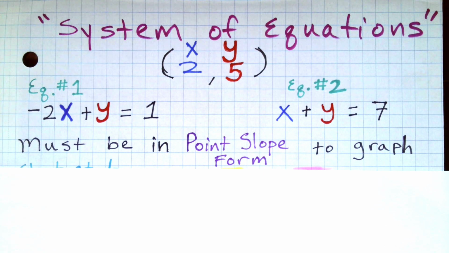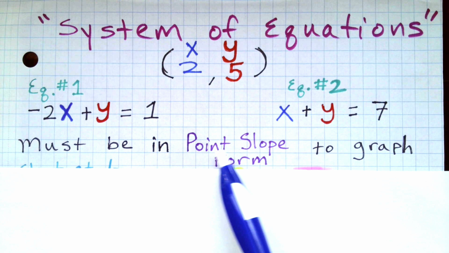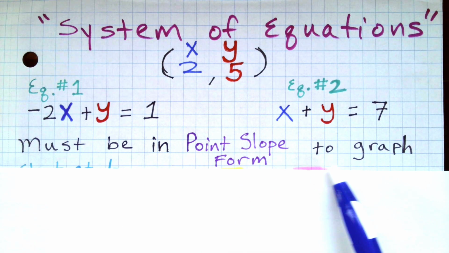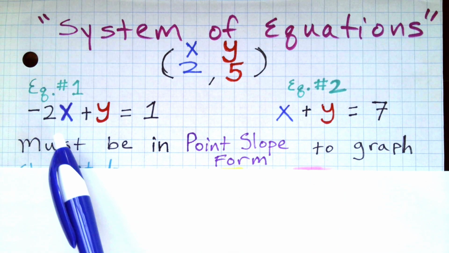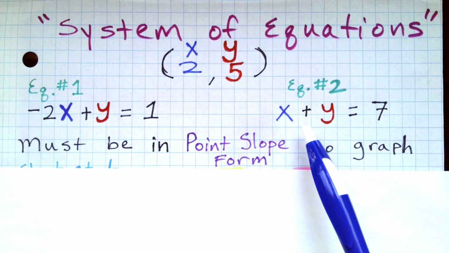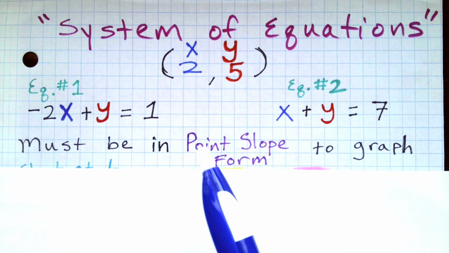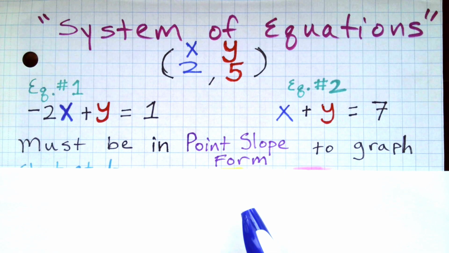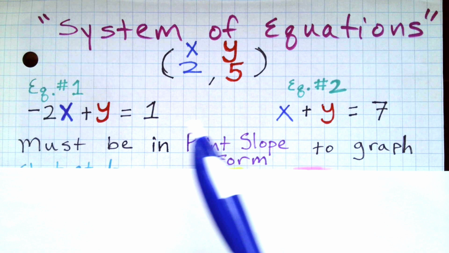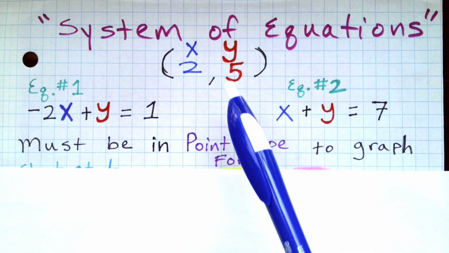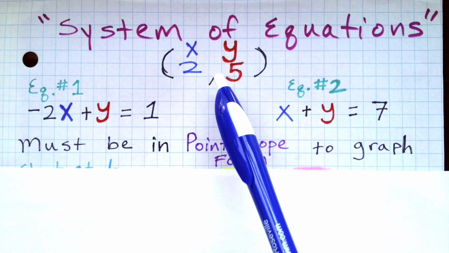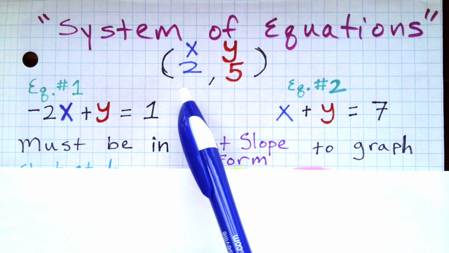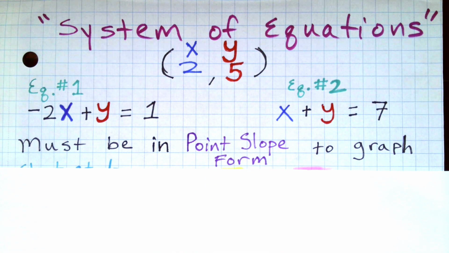those two equations. They must be in point slope form before you graph. What does that mean? That means equation 1, equation 2, the original, have to be in y equals form. I'm going to show you how to do that in just a moment. All right? And when you graph these two equations in slope-intercept form, they will cross and meet at the solution where x is 2 and y is 5. So stick with me. Let me show you how to do it.